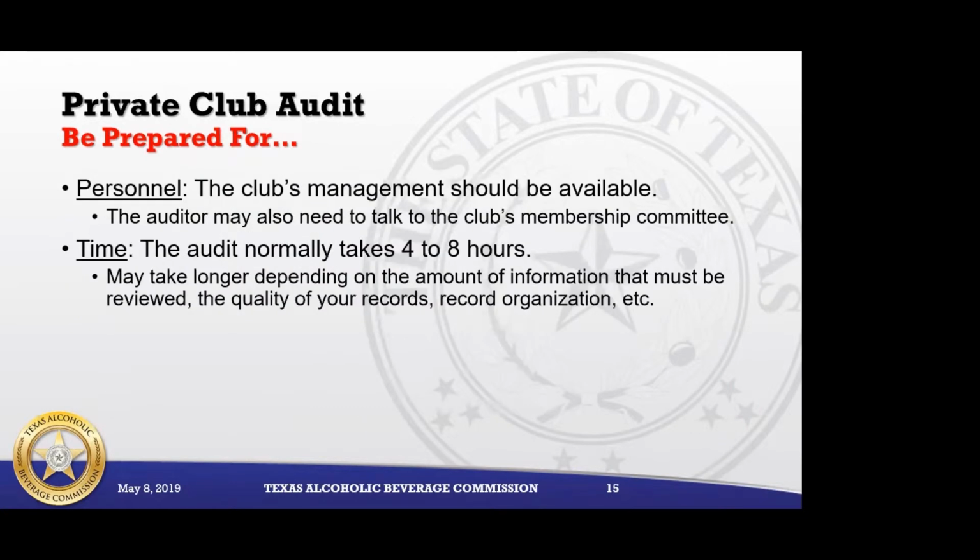The club's management should be available when we're doing these, because we will need to discuss and talk about the membership committee. We will need to look at some membership files, and so that will be a process that normally involves somebody in management. The audit does normally take between 4 to 8 hours. It may take longer depending on the amount of information that must be reviewed, the quality of your records, the record organization, etc.